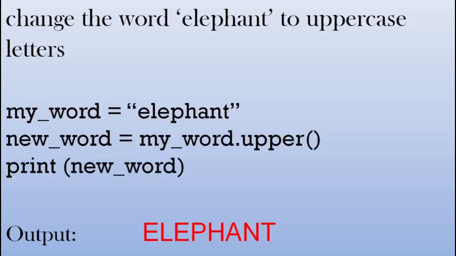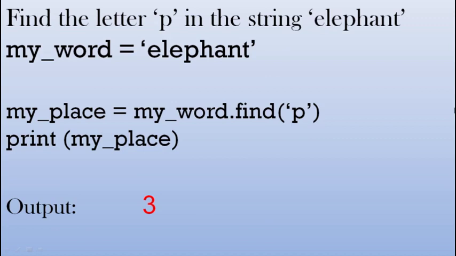Here's the answers. Change the word elephant to uppercase letters. So we have my word equals elephant. We use .upper function to change that to uppercase. When we print that, then we have elephant in uppercase letters. Find the letter P in the string elephant. So we have my word equals elephant. So we can have the find function looking for the letter P, and we put that in my place, print that, and the output is 3. So the letter P is in position 3.